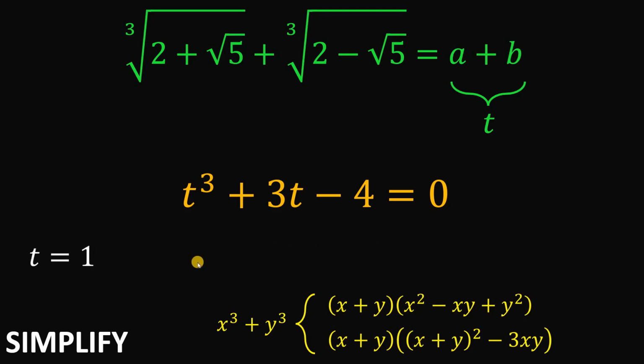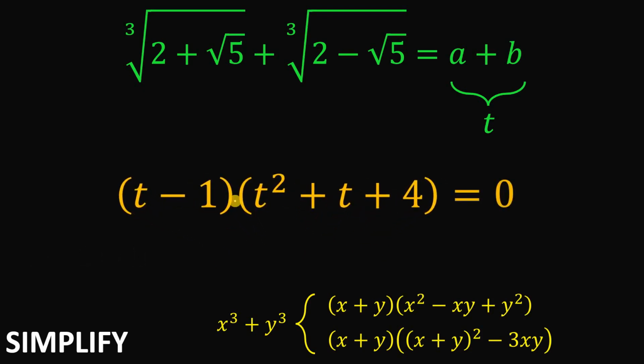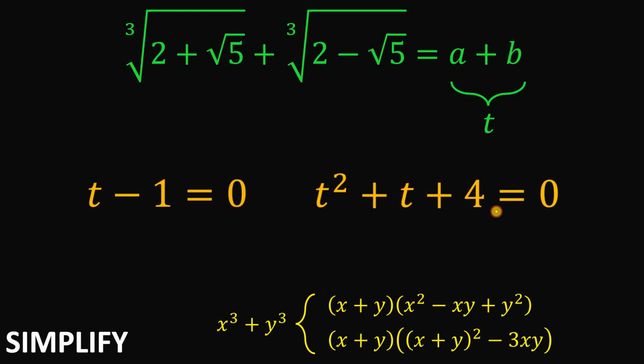It also tells us that t minus 1 is a factor of this cubic equation. Take note, when we factor this cubic equation, we get t minus 1 multiplied by t squared plus t plus 4. We can use this factored form to solve for the real value of t. Since it is equal to 0, we can use the zero property. It follows that both factors must be equal to 0. At this point, let's focus on this quadratic equation, t squared plus t plus 4 equals 0.